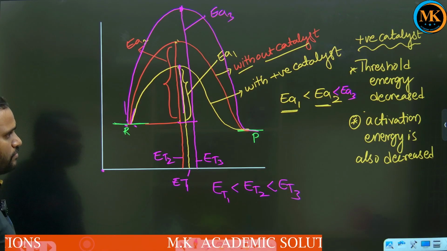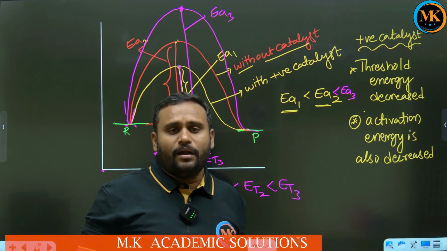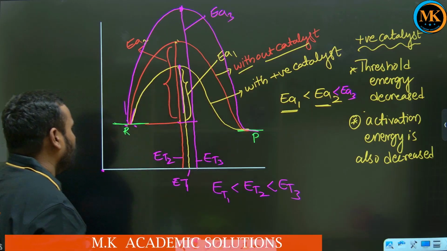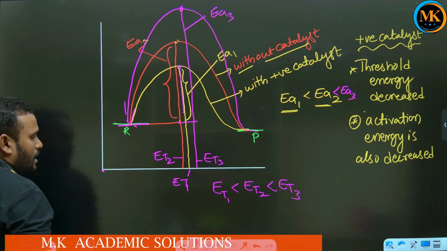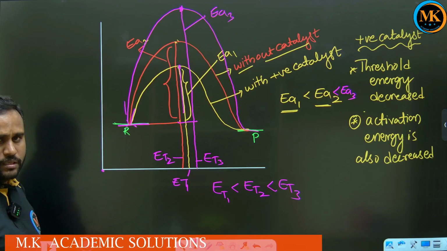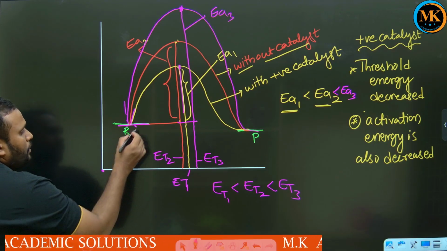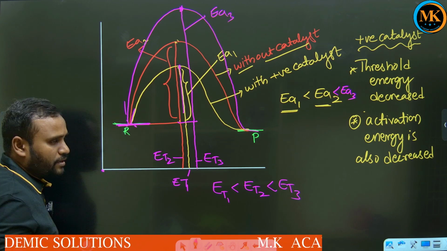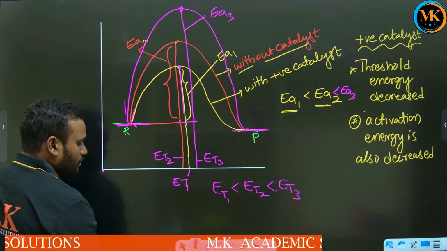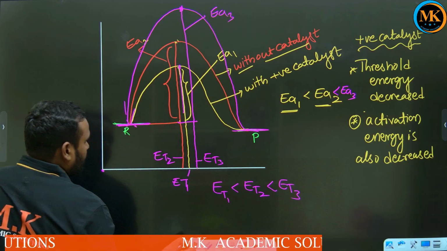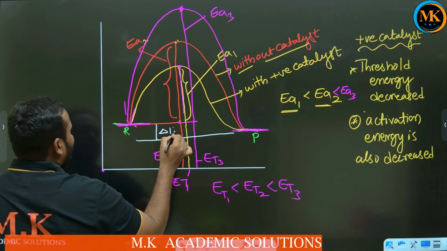When you summarize the catalyst, what a catalyst can do and what a catalyst cannot do: in the presence of positive catalyst, negative catalyst, or even without catalyst, there is no change in the energy of the reactant and no change in the energy of the product. Means there is no change in the delta H.